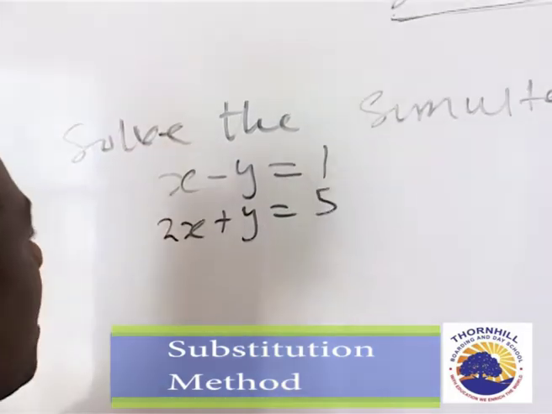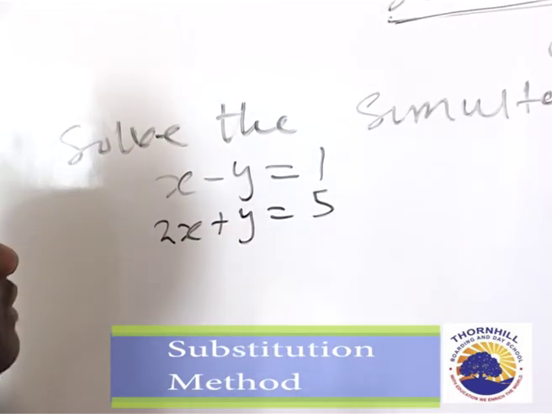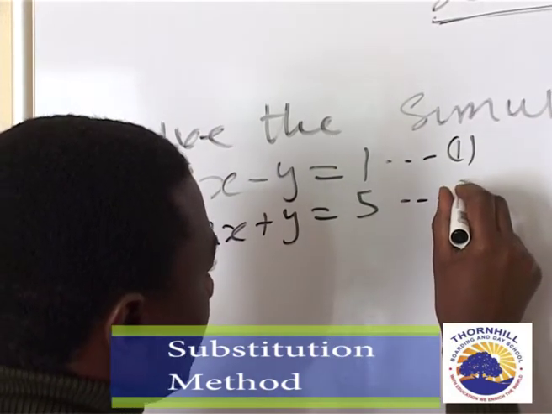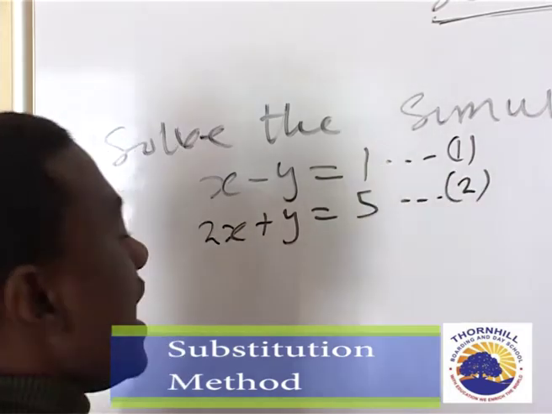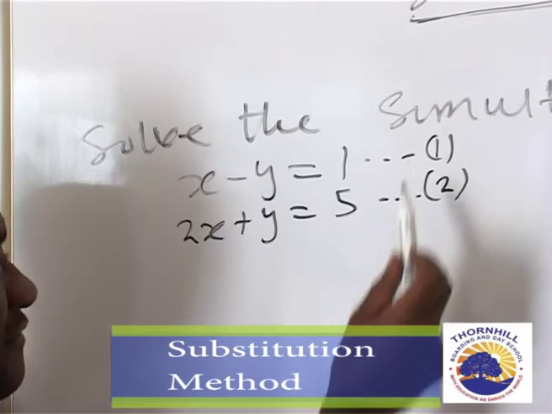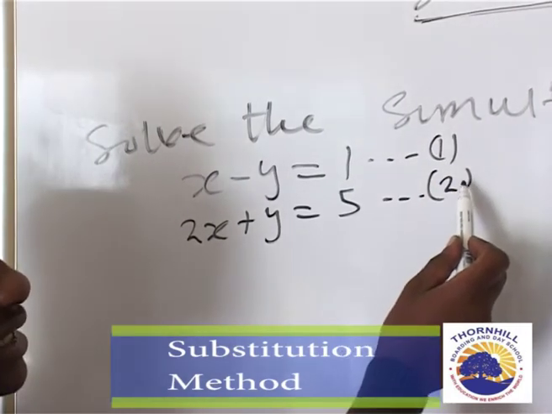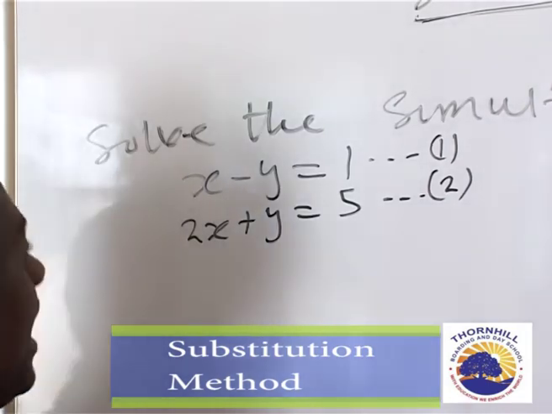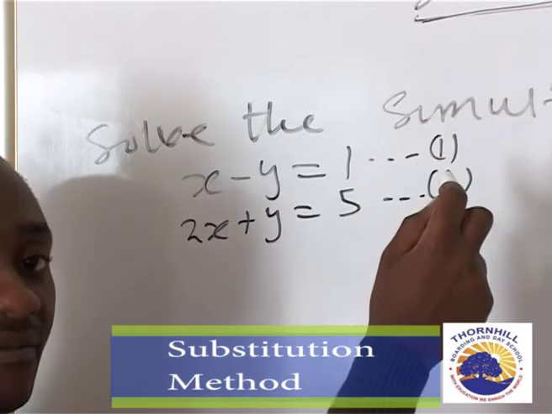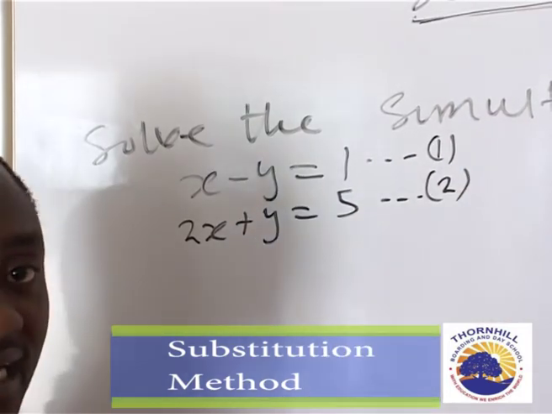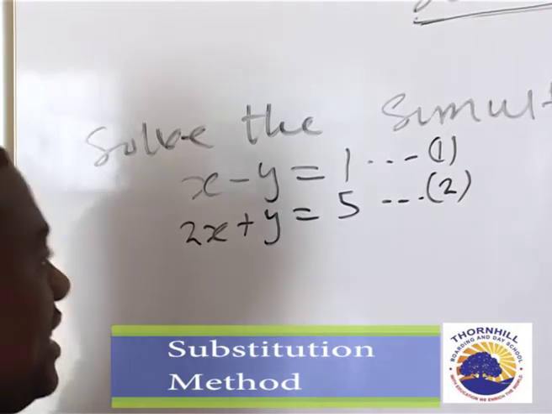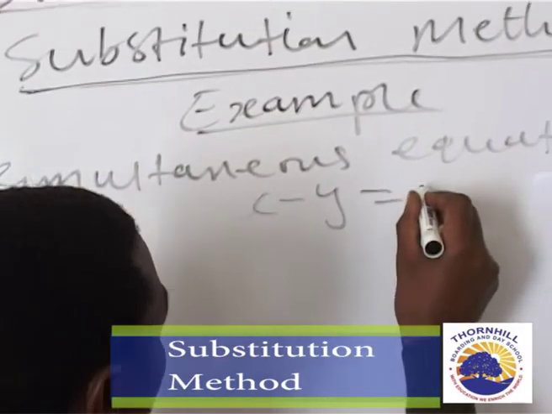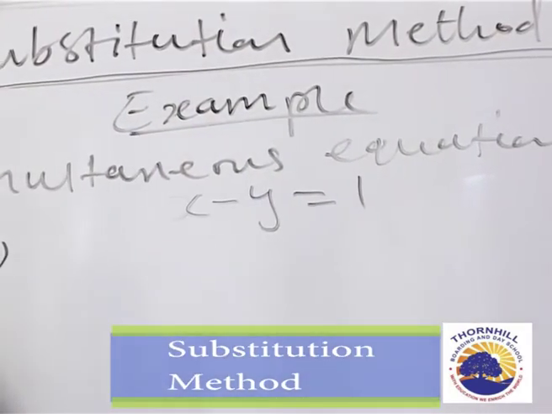Step number one, when you've been given a question like this one, if you want, you can name this one as equation 1. This one, we'll name it as equation 2. Therefore, in this case, we have two equations. We have the first equation and the second equation. Under the substitution method, you're going to pick any of these equations, any of them. You're going to make any of the letters the subject of the formula. In this case, if we pick x minus y is equal to 1, this is equation 1.